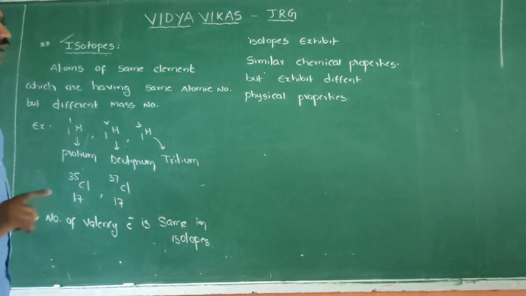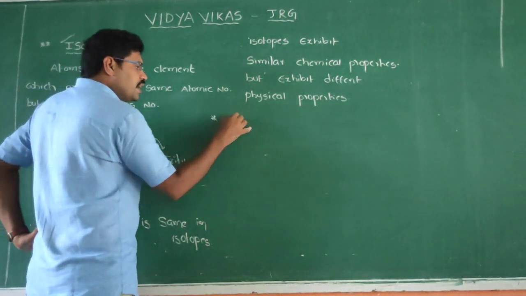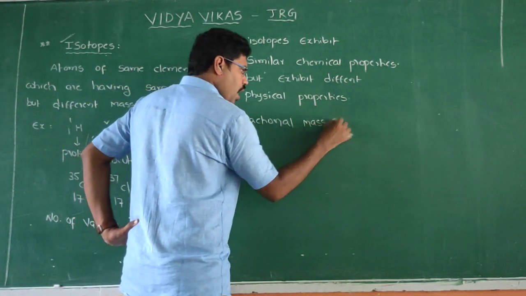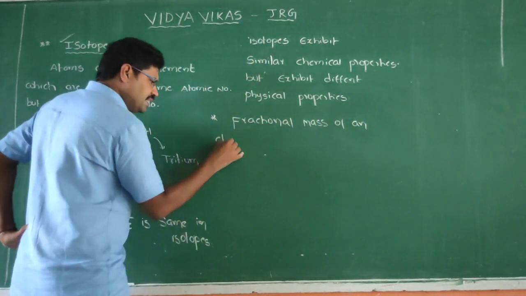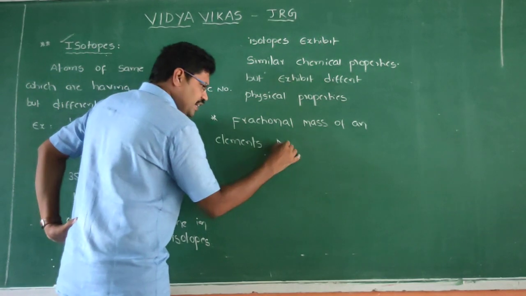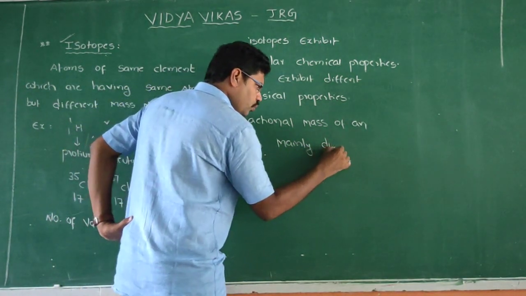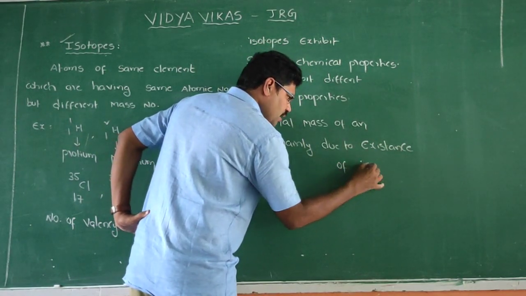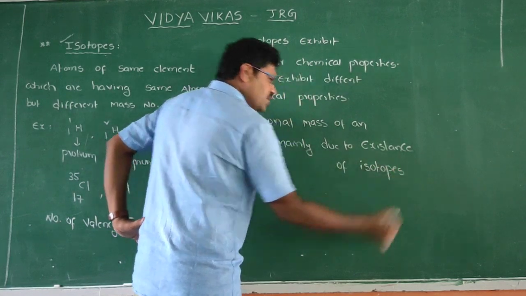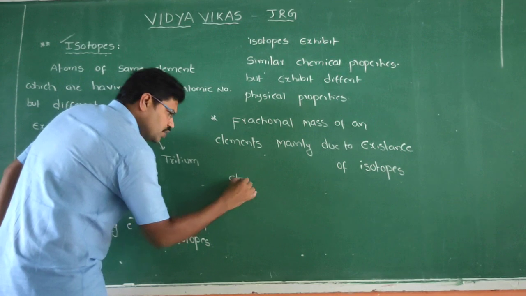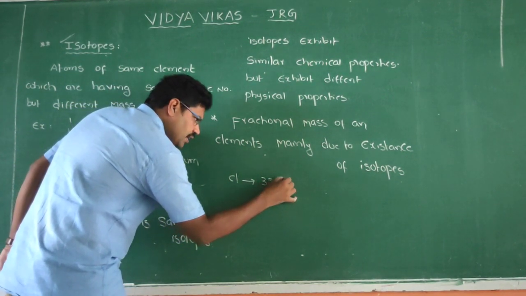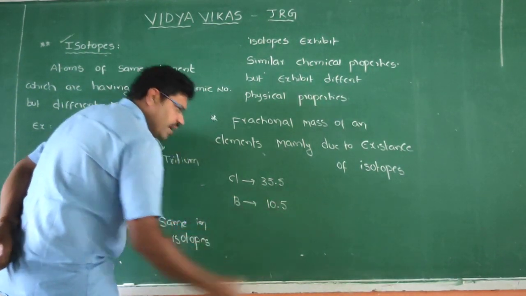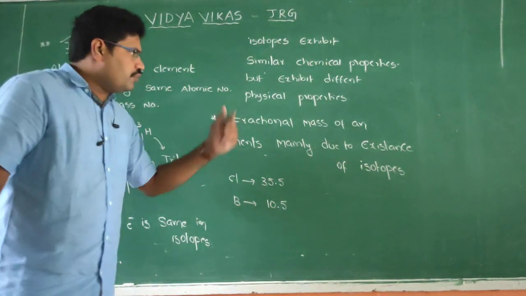Another important factor while discussing isotopes is the fractional mass. The fractional mass of an element is mainly due to the existence of isotopes. Why does atomic mass come as a fraction? Fractional mass means, for example, if we take chlorine, its average atomic mass is 35.5. If we take boron, its average atomic mass is 10.5. Why do a few elements show fractional mass?